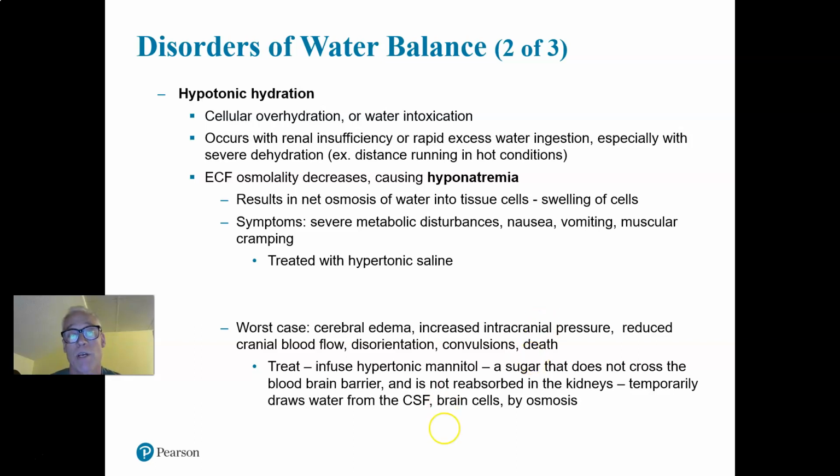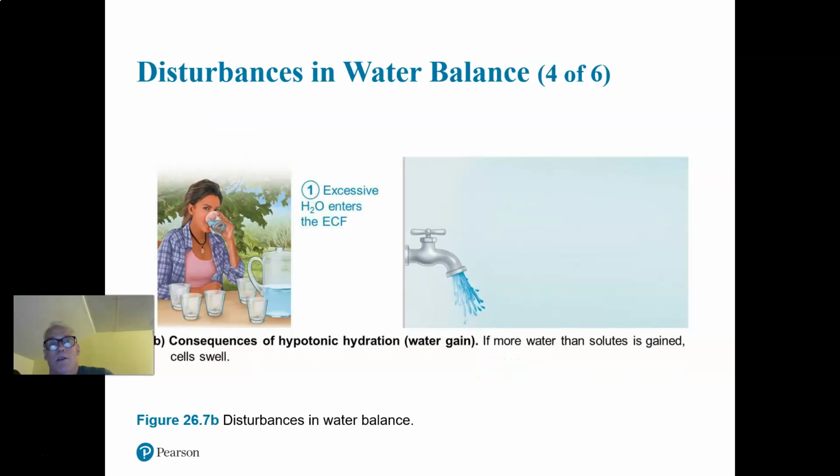Anyway, if this happens, you can use, interestingly, hypertonic mannitol. If you infuse hypertonic mannitol, it's a sugar that can't escape by way of capillary filtration into the interstitial fluid in the brain and the cerebrospinal fluid. So it's retained in the blood, and because it's hypertonic, it will draw water by osmosis into the vascular system from the intracranial volume, and you can reduce that intracranial pressure. Kind of cool.